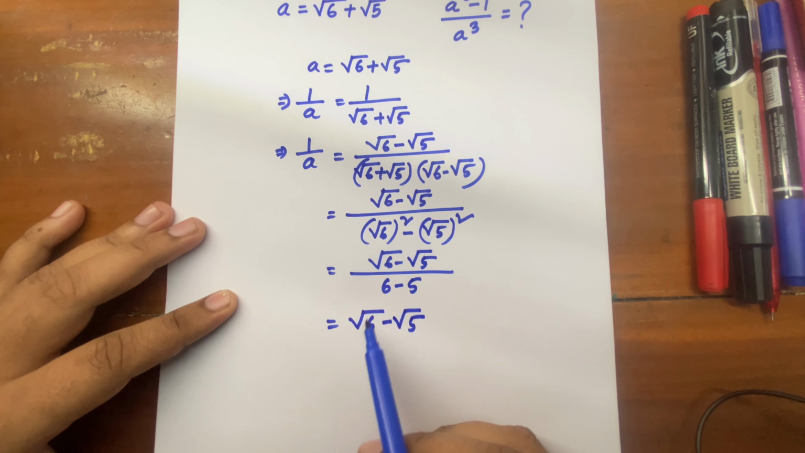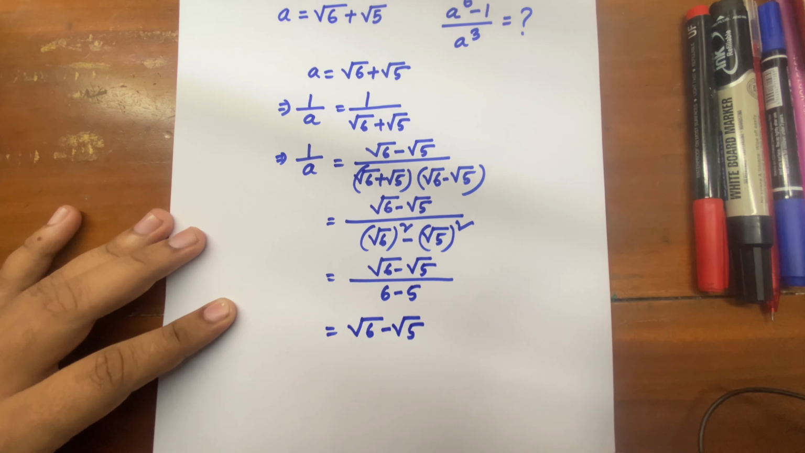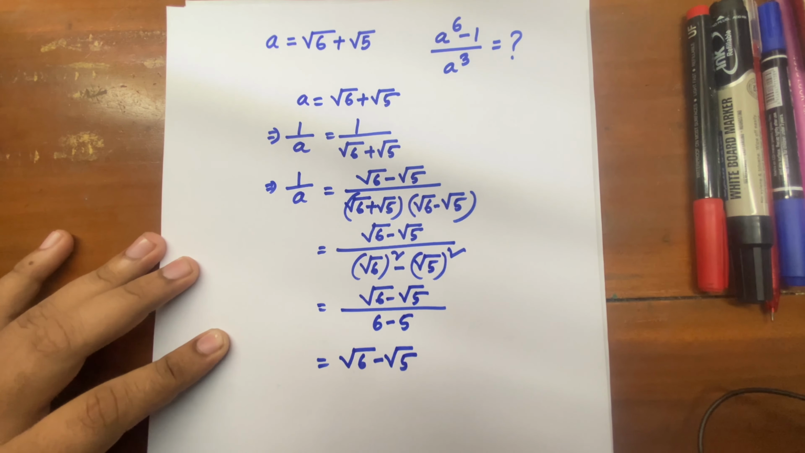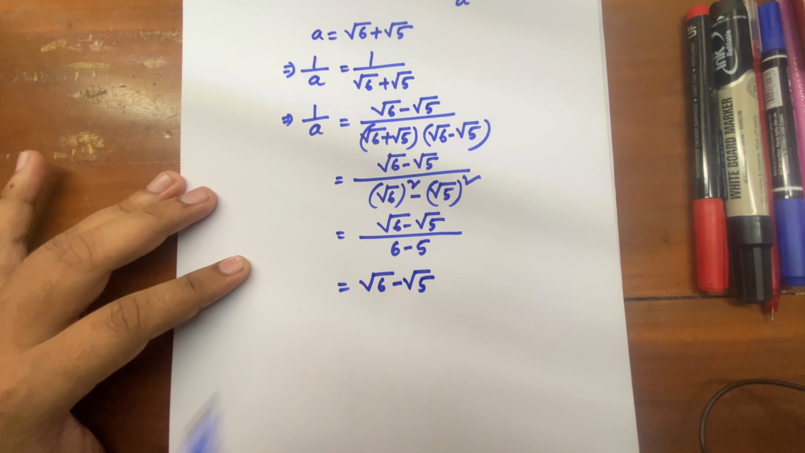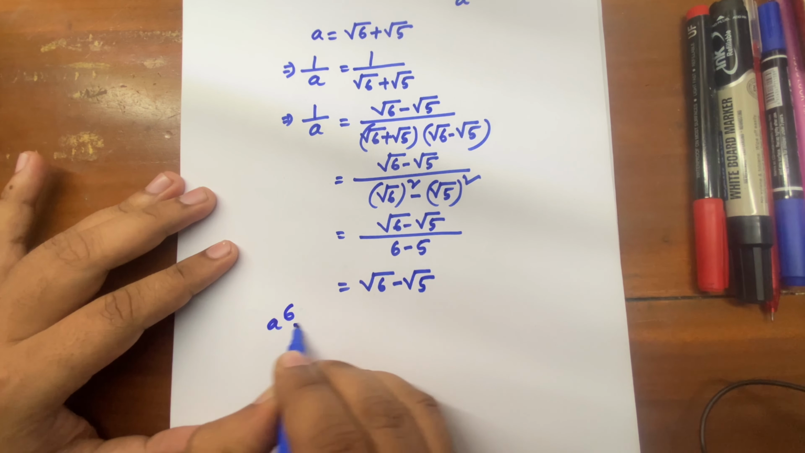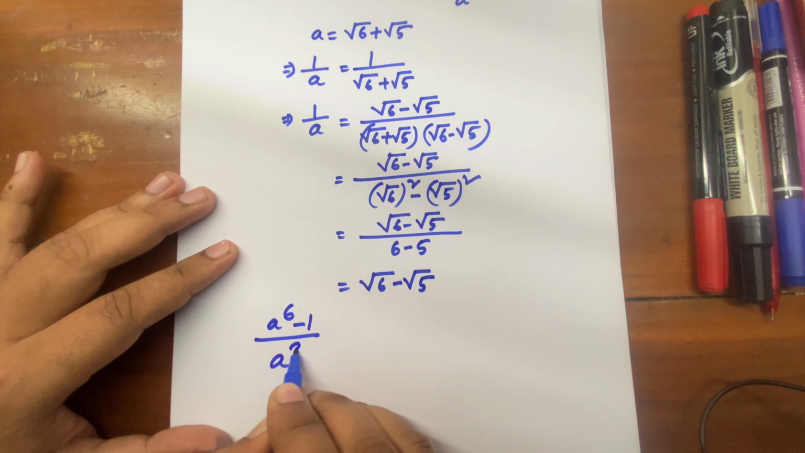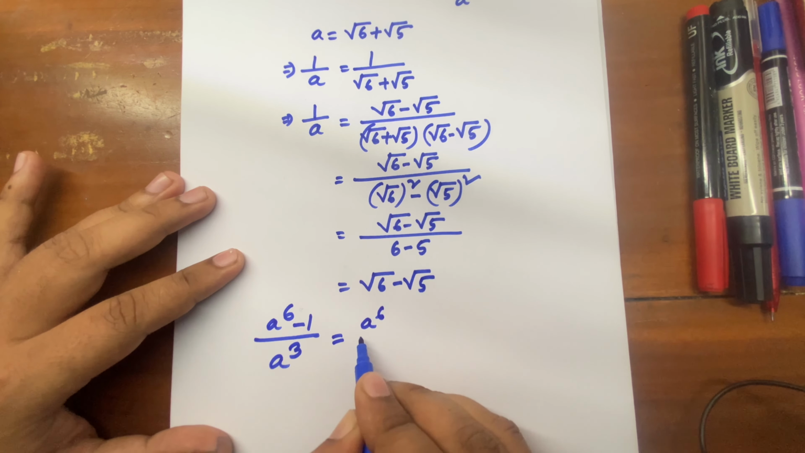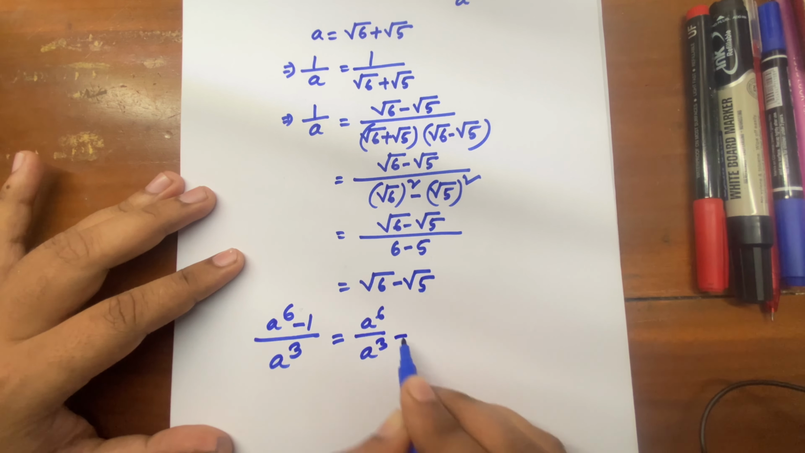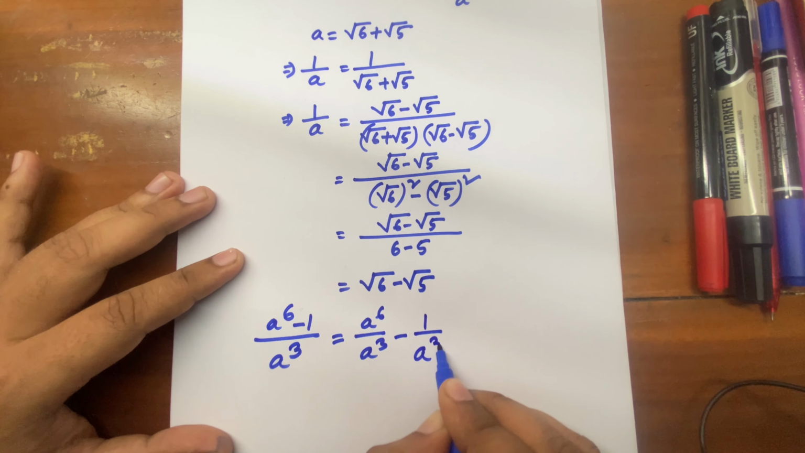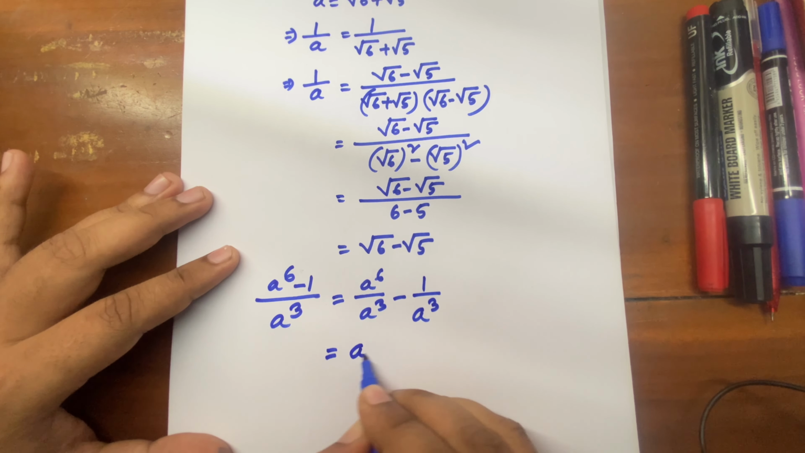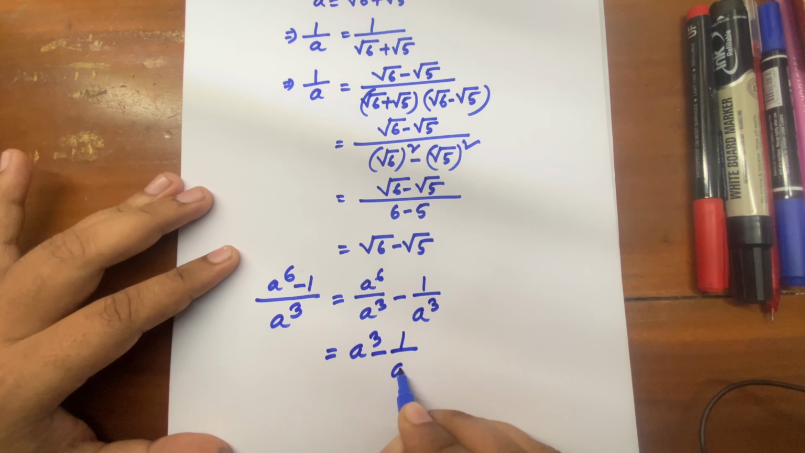So I find out the value of 1 over a is equal to square root 6 minus square root 5. Now I find out what is the value of a to the power 6 minus 1 over a cube. So I can say a to the power 6 minus 1 over a cube. Now I can say here is a to the power 6 divided by a cube minus 1 over a cube. Now a to the power 6 divided by a cube equals a cube minus 1 over a cube.